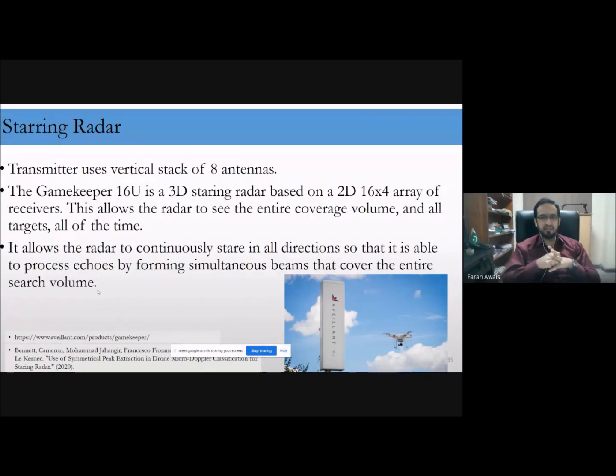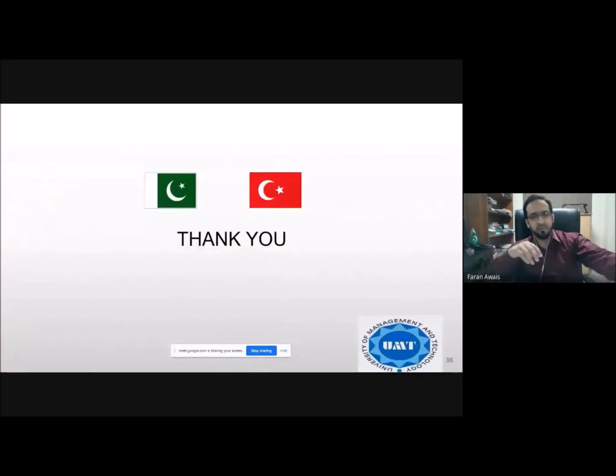That Gamekeeper radar is based on a 2D 16 by 4 array of receivers, and it allows the radar to continuously steer in all directions. It is able to process echoes by forming simultaneous beams that cover the entire search volume. So it is being used for detecting small drones. And by that, I would conclude.